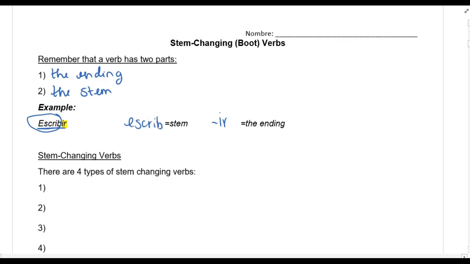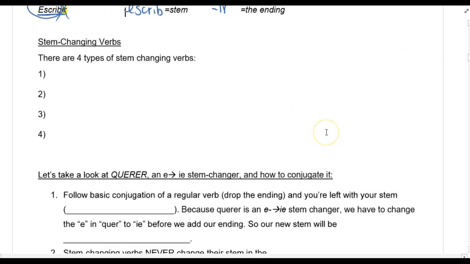Right? So normally when we conjugate a verb, we drop the last two letters, and we're left with the stem. Then you add the correct ending to your stem to conjugate a verb. So it's pretty similar. Now, when it comes to stem changing verbs, there are actually 5 types, but one of them is so rare that you're probably never going to have to use it. But there are 4 types of stem changing verbs that are very common in Spanish.